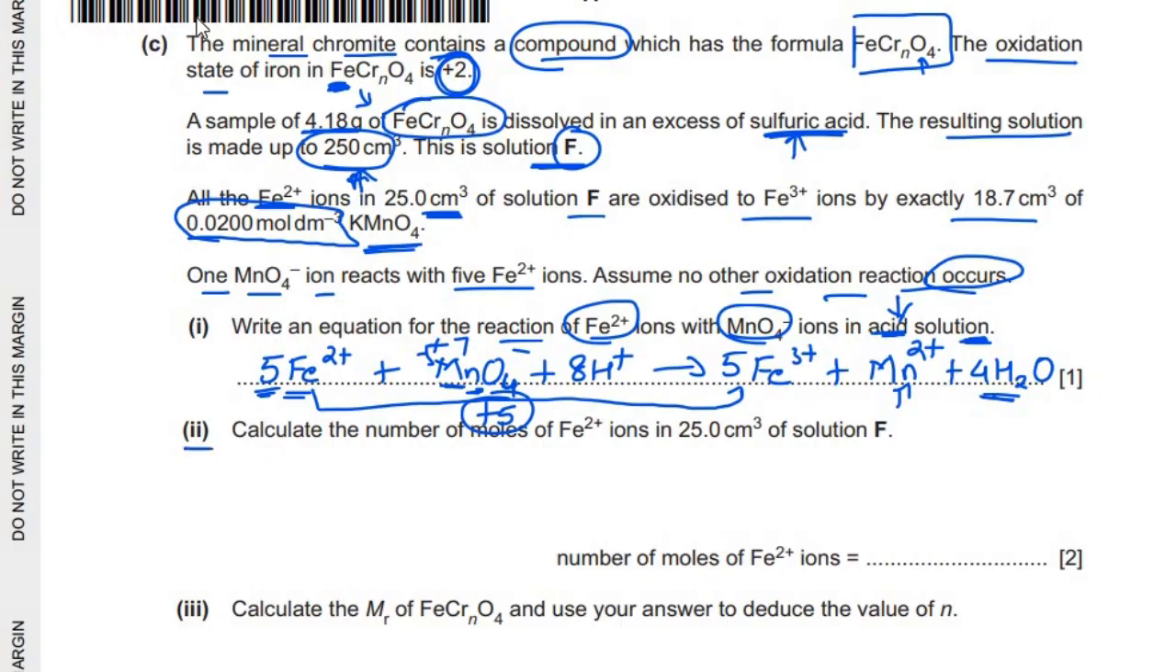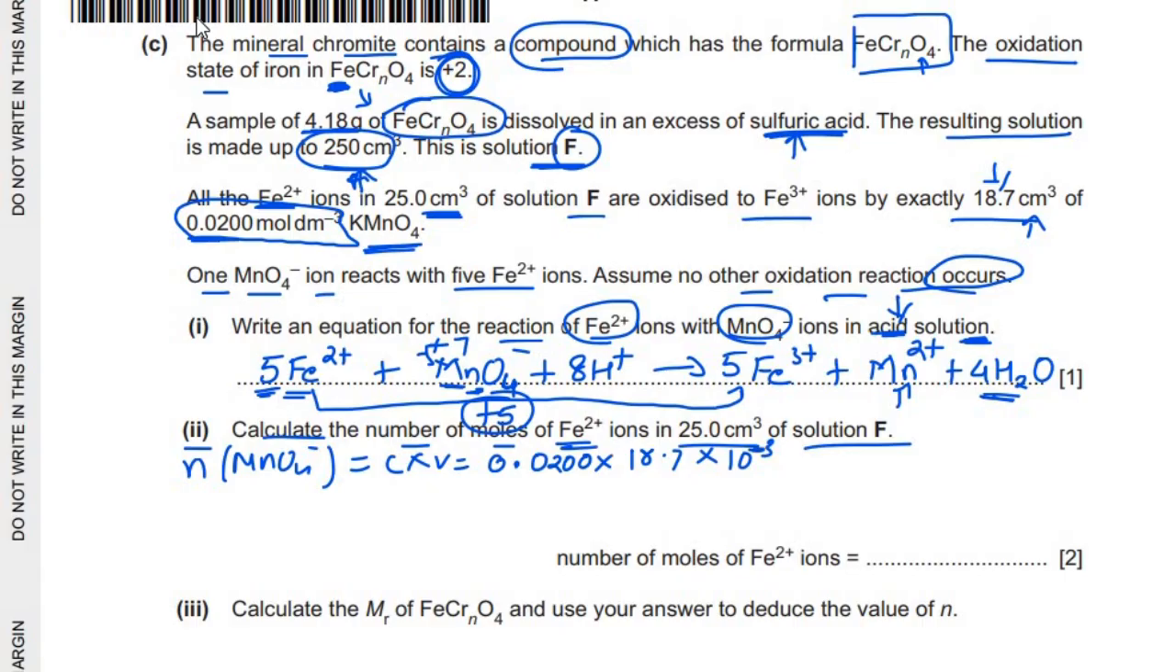Now if we go ahead with the second part, calculate the number of moles of Fe2 plus ions in 25 centimeter cube of solution F. First, since we have the concentration and volume of manganate, we need to calculate the moles of manganate from the values given, that is concentration into volume, 0.0200 multiplied by 18.7. Now that is in centimeter cube, so we need to convert it into dm cube by dividing it by 1000, so into 10 power minus 3. If we multiply this, we get 3.74 into 10 power minus 4 moles. That's the moles of manganate.